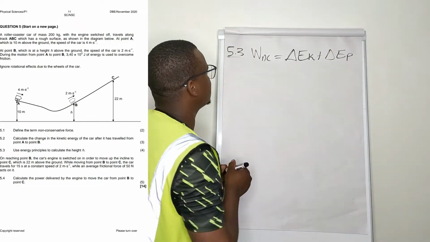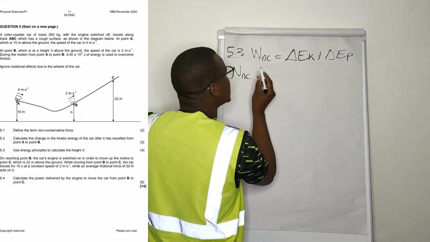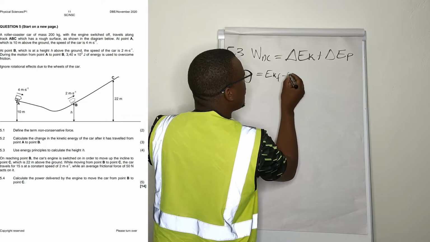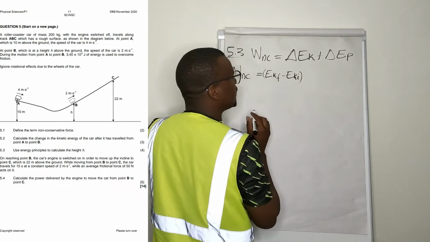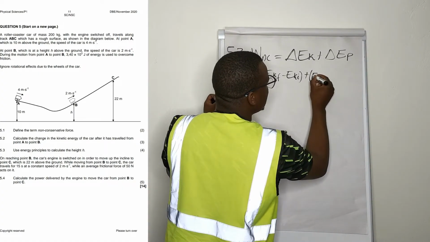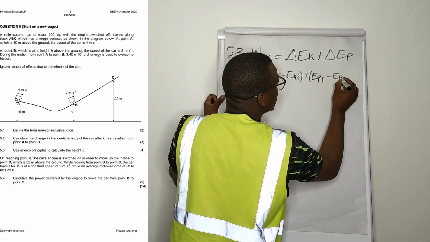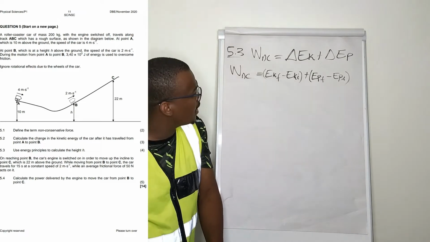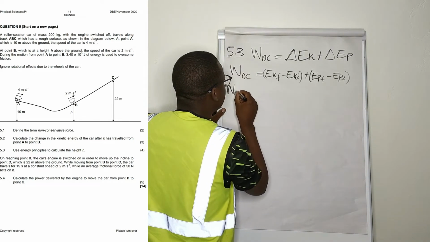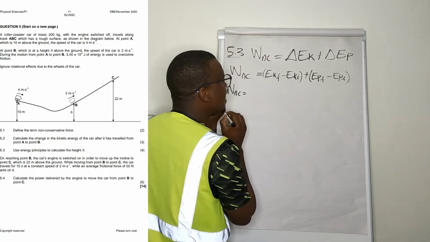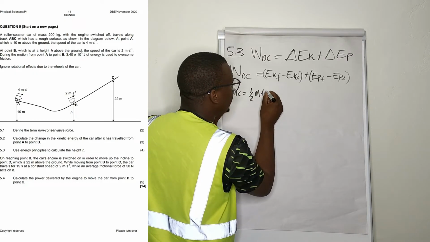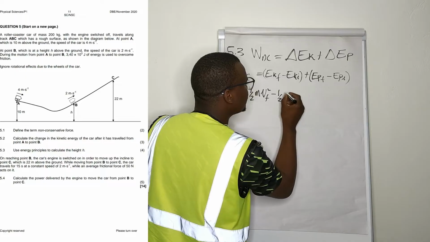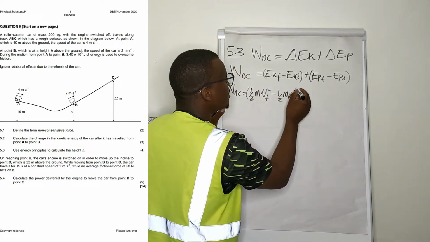But let's go through this. The work done by non-conservative force, which is friction in this case, is equal to the change in kinetic energy, which is EK final minus EK initial, plus EP final minus EP initial. This is your gravitational potential energy. So we continue. The work done by our non-conservative force is equal to EK final, which is half mvf squared, we have done this already, minus half mvi squared. We've done this part already, which is part of 5.2.